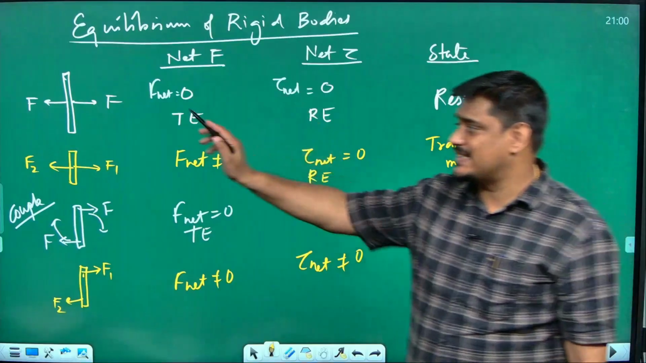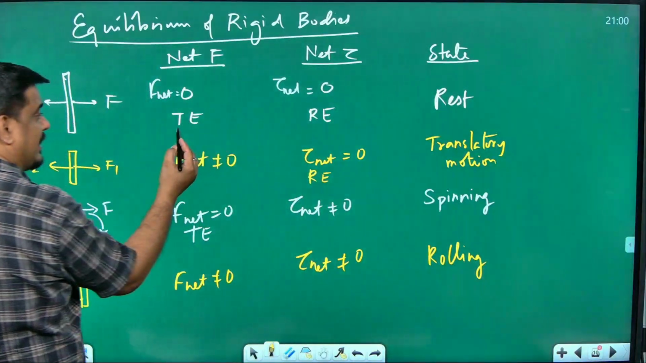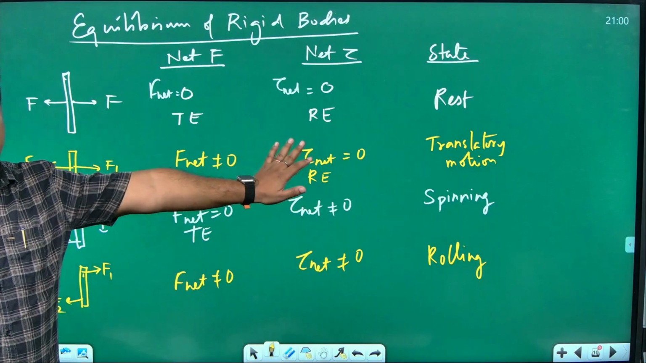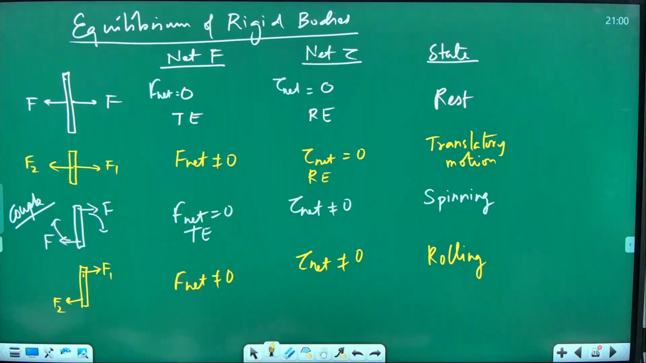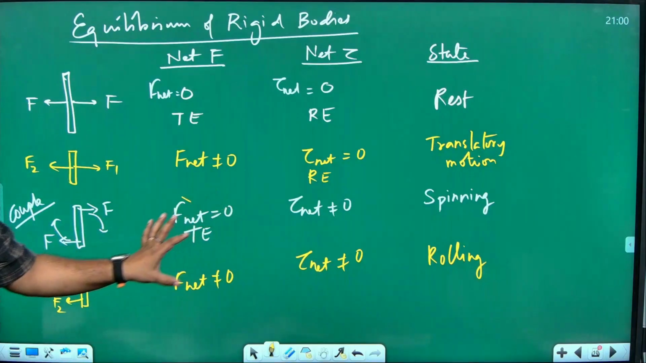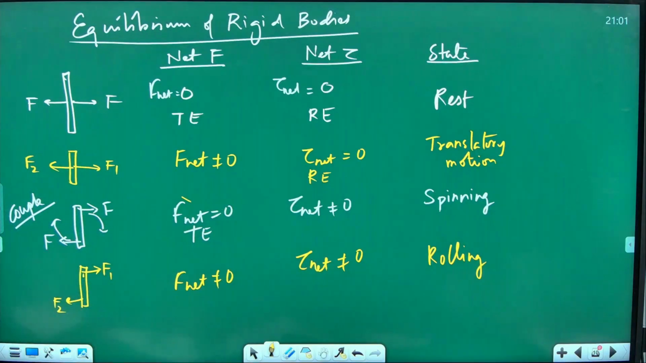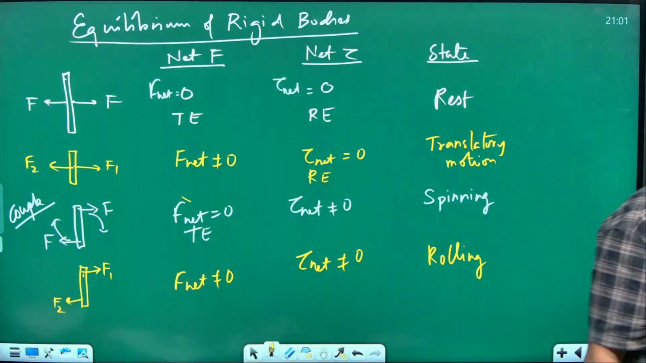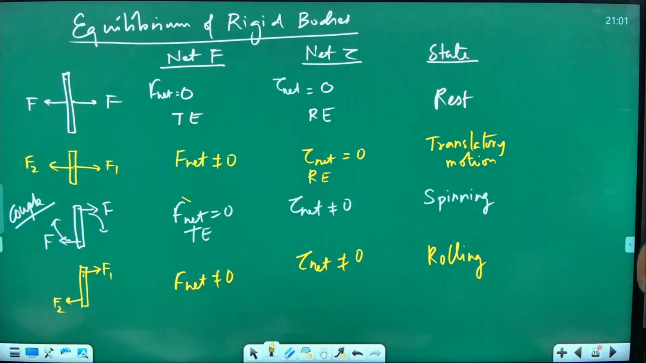So in this case, the body is at rest. It has both equilibriums, translatory as well as rotational. When unequal forces are acting in the same line of action, the body has only rotational equilibrium. When there are equal forces acting in different lines of action, the body has only translatory equilibrium, and in this case the body has no equilibrium. The body is rolling. So when the body is in rolling condition, it has no equilibrium. When the body is in spinning condition, it has translatory equilibrium.